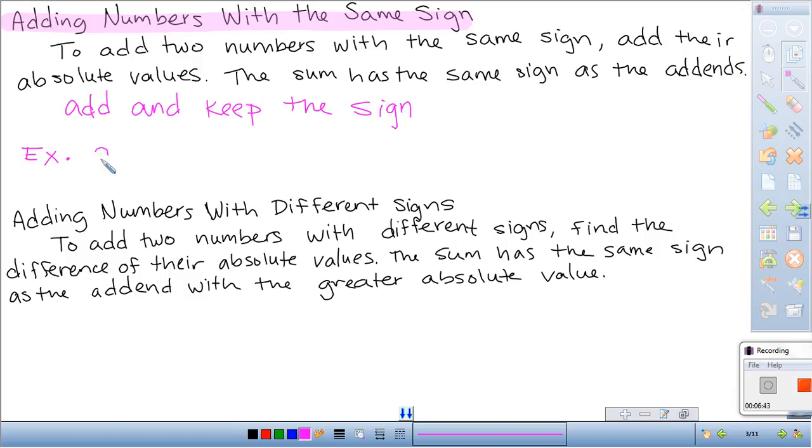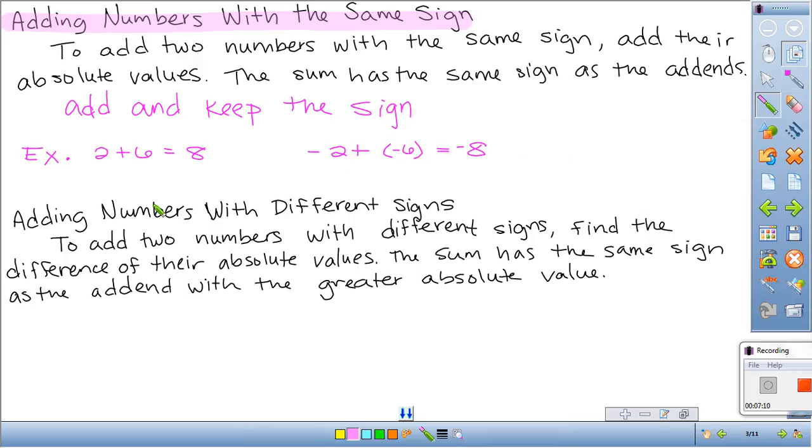If we add 2 plus 6, they're both positive. So add them together, keep the sign, so the answer is positive. Here we have negative 2 plus negative 6. Now they're both negative. So we add them. 2 plus 6 is 8, and keep the sign. They're both negative, so my answer is negative. That's what I mean by add and keep the sign. Just add your numbers together and keep whatever sign your two addends had. Both positive, answer is positive. Both negative, your answer is negative.